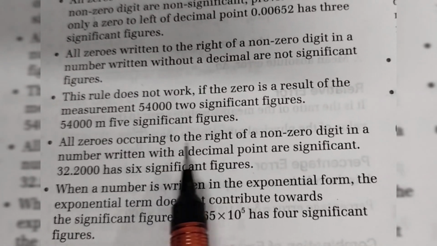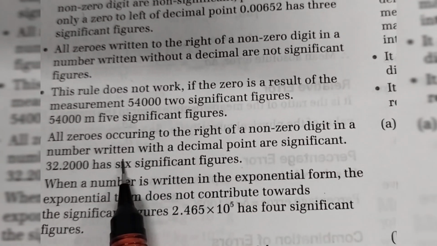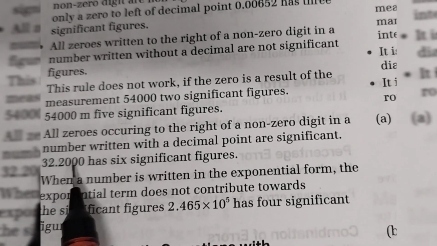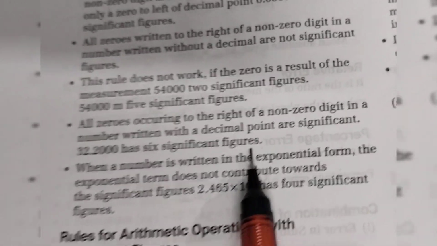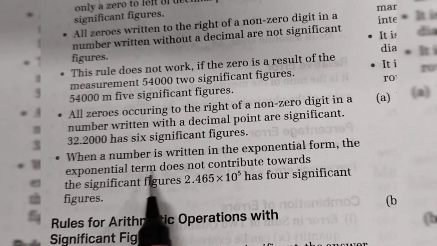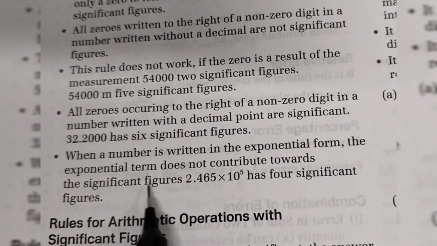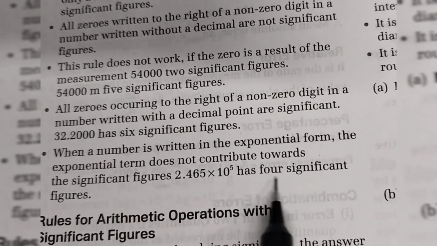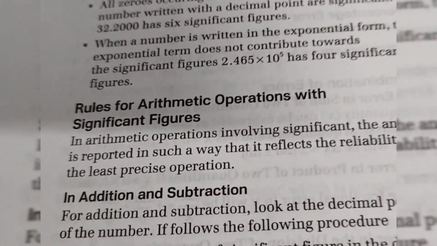All zeros occurring to the right of a non-zero digit in a number written with the decimal point are significant. 32.2000 has 6 significant figures. When a number is written in the exponential form, the exponential term does not contribute towards the significant figures. 2.465 into 10 to the power 5 has 4 significant figures.